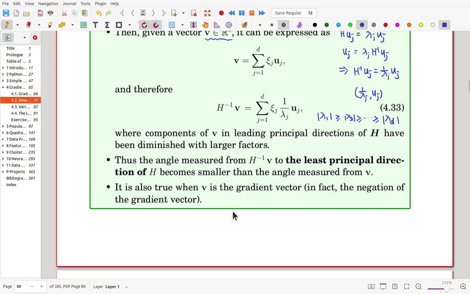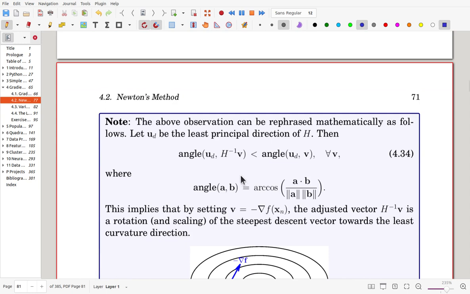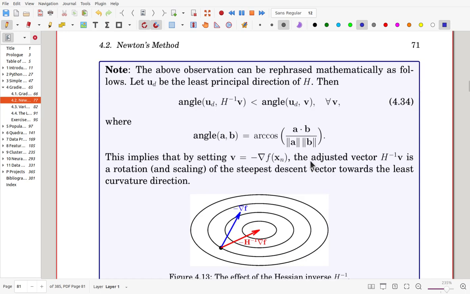But this is true for the gradient vector too. If you choose v to be the gradient vector, then it is also true here. And we summarize the inequality here: the angle between the least principal direction and H inverse v is smaller than the angle between u_d and v. And practically, we computed this through this example.